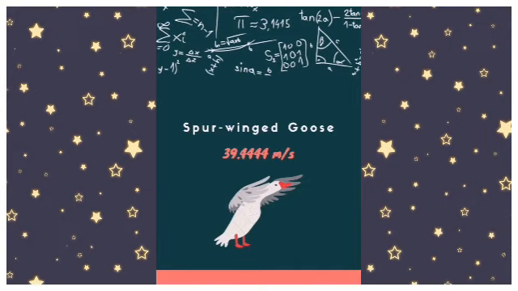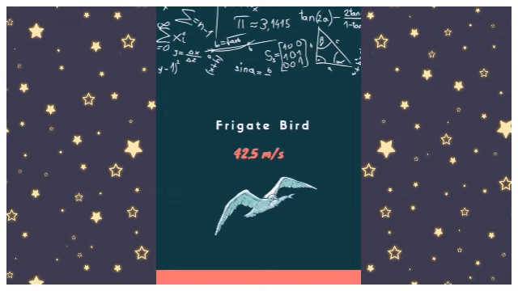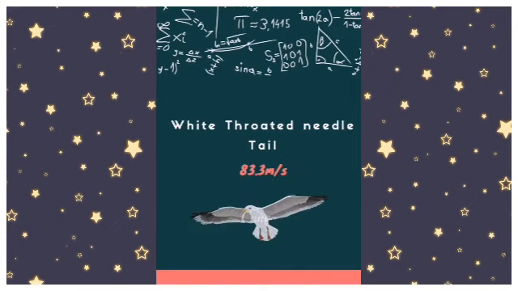Fur-winged goose, 39.4444 meters per second. Seahorse, 2.2352 meters per second. Frigate bird, 42.5 meters per second. Nematodes, 1.59 times 10 raised to negative 5 meters per second to 2.5 times 10 raised to negative 4 meters per second. White-throated needle-tail, 83.3 meters per second.